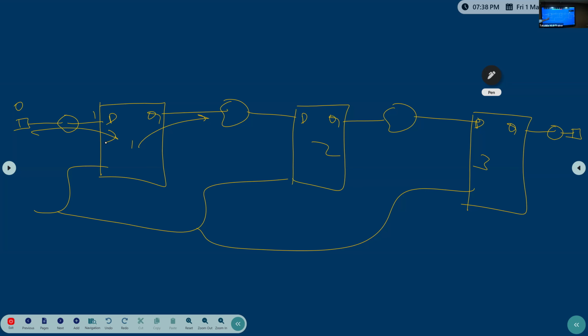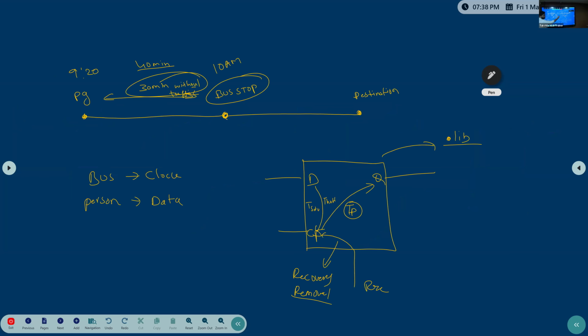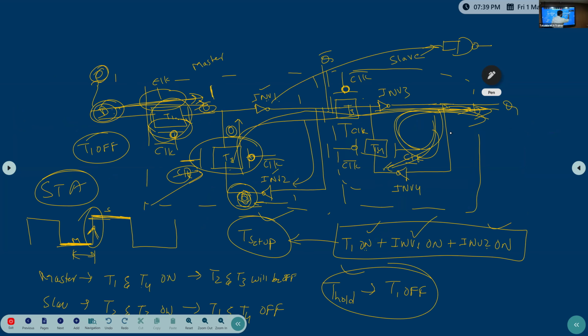Until D2 stores, this Q completely gives the previous output. Suppose first I give 0, next I give 1. First it will store 0, so this latch is continuously giving 0. When it is giving 0, this one tries to store 1. When this is storing 1, it is continuously giving the previous data 0 until this one is turned on, and then it will push to Q. Very important, I am saying.